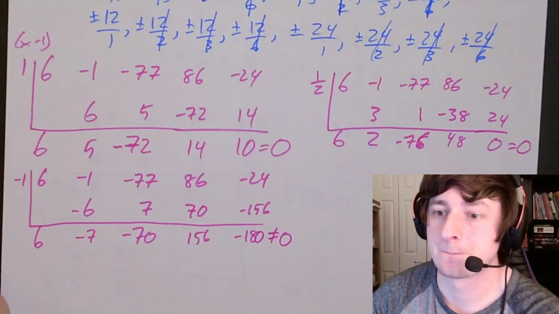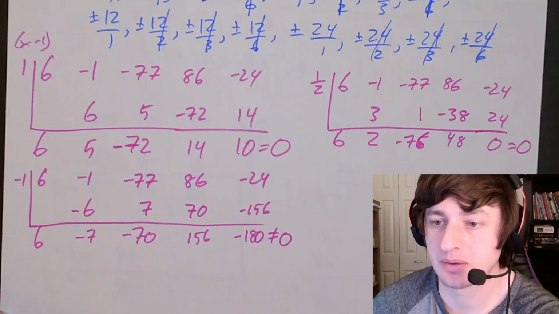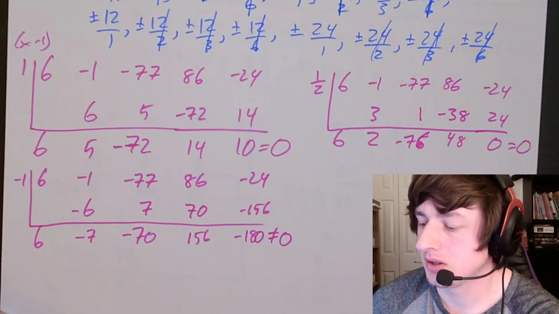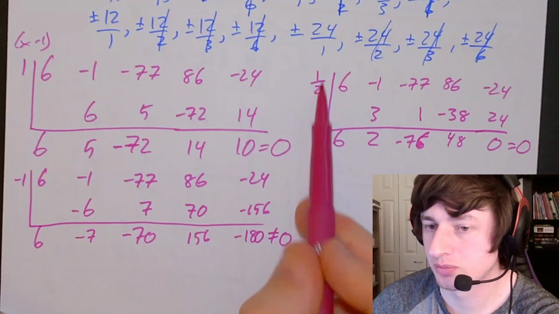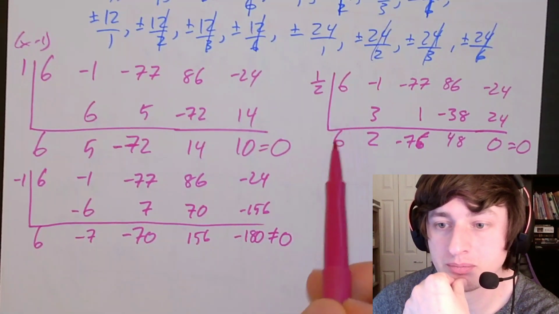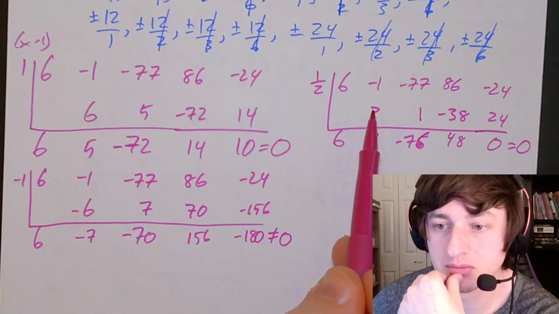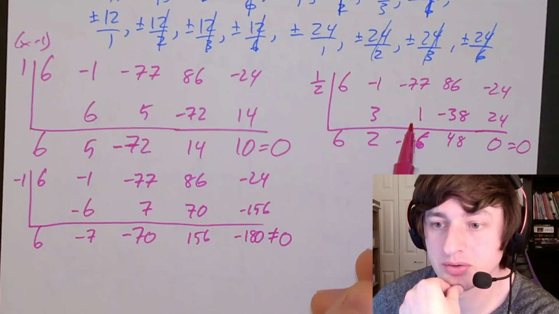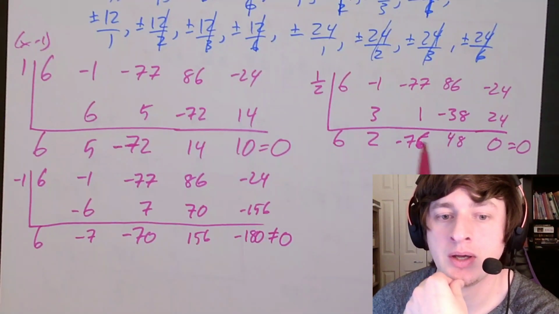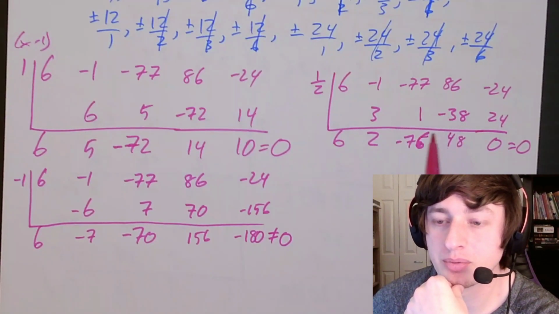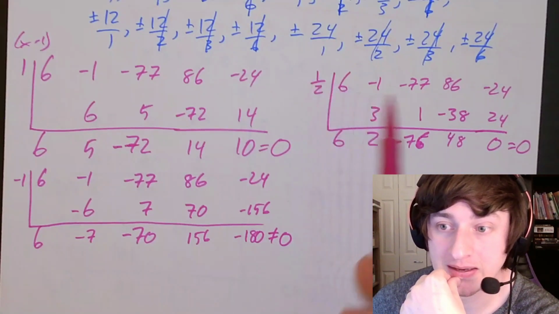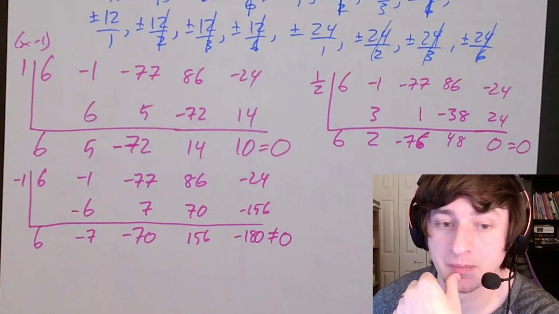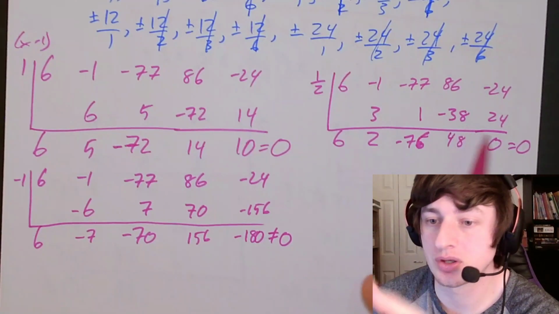Now, here's the thing I want us to think about. Because we're dividing or multiplying by half here, we're dividing by 2 every time. So 6 divided by 2 is 3, right? 2 divided by 2 is 1. 76 divided by 2 is negative 38. If we ever get an odd number here that we have to multiply by half, we're probably not going to end up with 0. So that's just a thing to be looking out for.